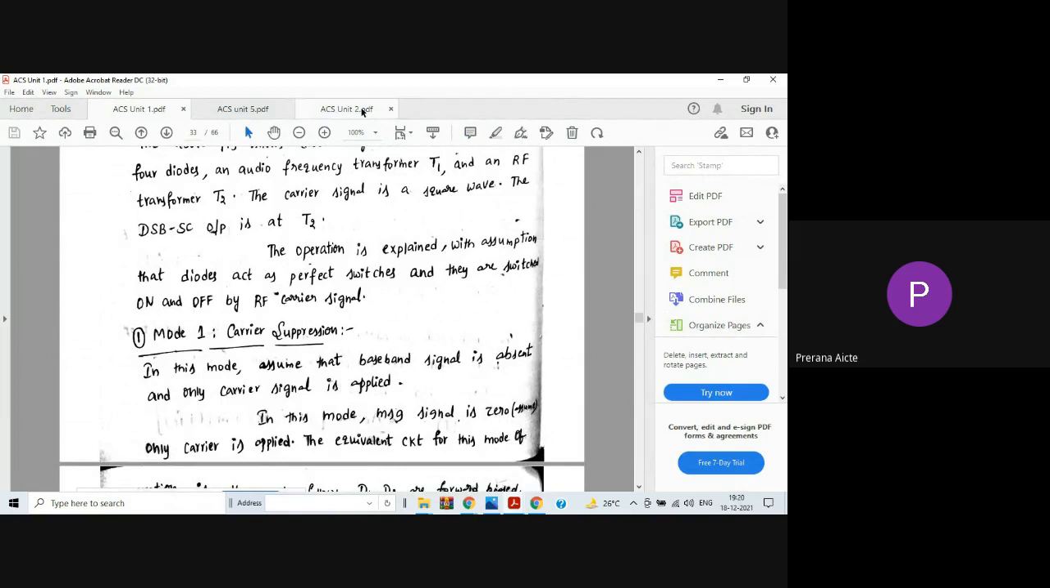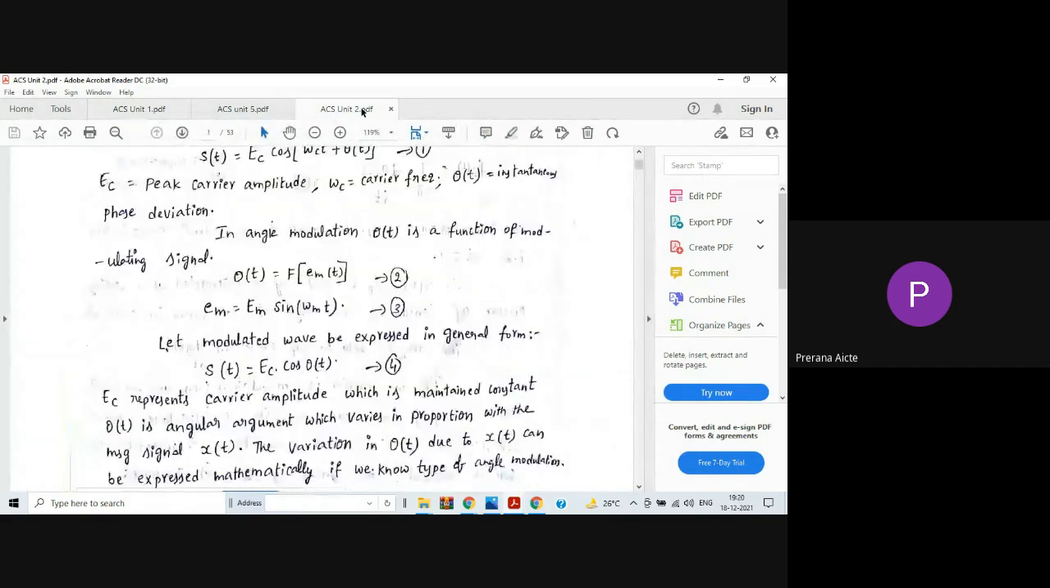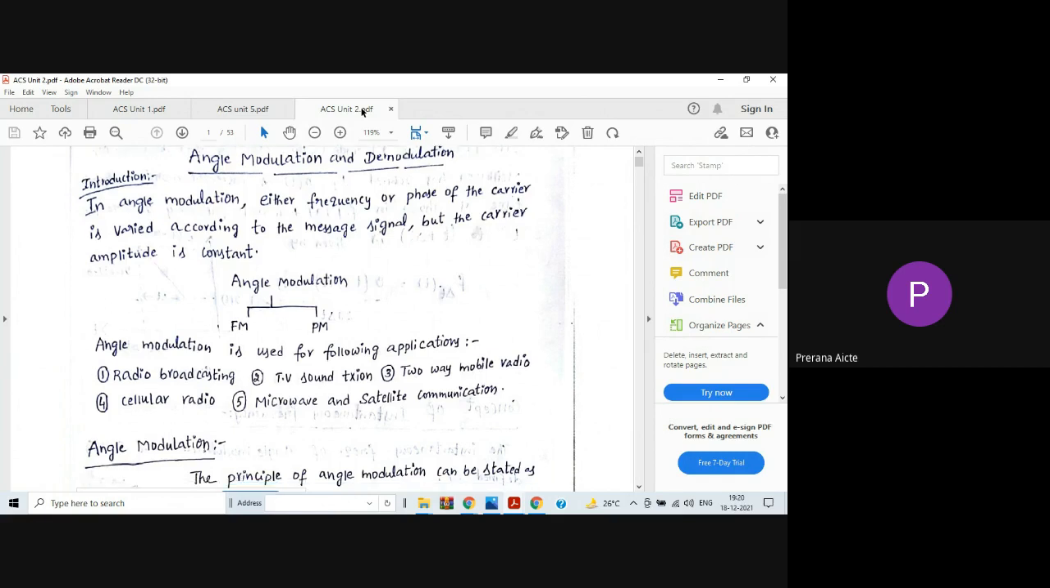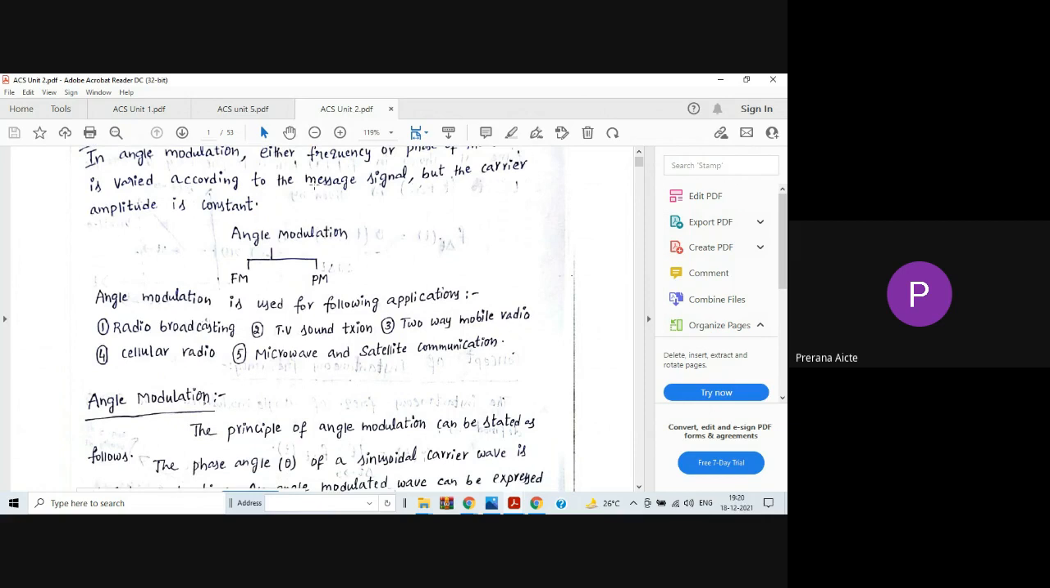Just now we said, under angle modulation, what is meant by angle modulation? Where the frequency or phase of the carrier signal is varied in accordance with the message signal. But here, only either the frequency or phase of the carrier is varied with respect to the message signal, and its amplitude remains constant. So what is angle modulation? Whether frequency or phase of the signal is varied, we can say it is angle modulation.